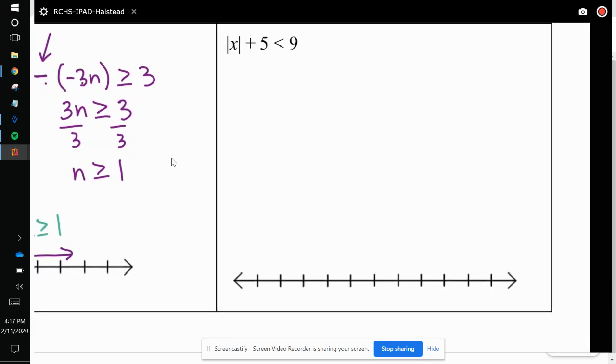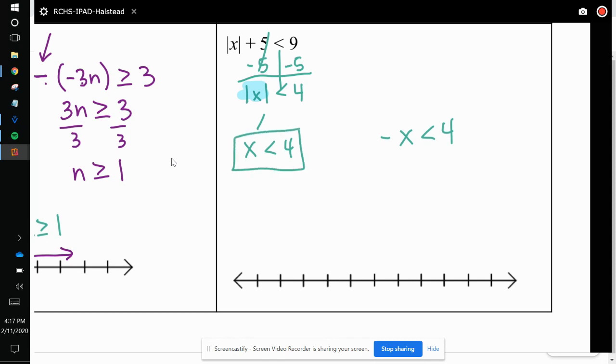All right. Is the absolute value by itself? No. So we're going to start by subtracting 5 from both sides. So the absolute value of x has to be less than 9 minus 5, which is 4. Now is the absolute value by itself? Yes, on one side. So to undo the absolute value, we split this into the inside, x is less than 4, and then the opposite of the inside is less than 4. So this one's solved, x has to be less than 4.